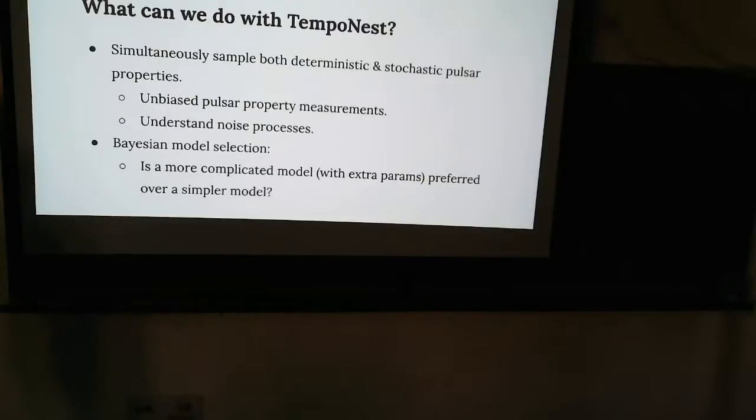And something that I've been working on myself is looking at how this timing noise varies across the pulsar population, and whether you can find correlations between particular pulsar properties and the strength of the timing noise, and so on.